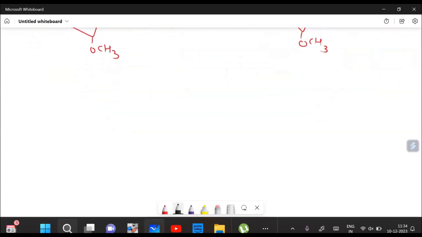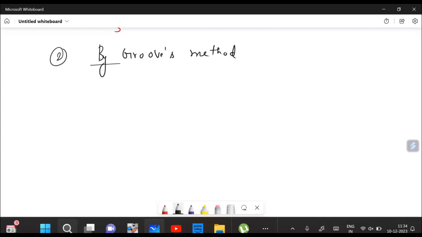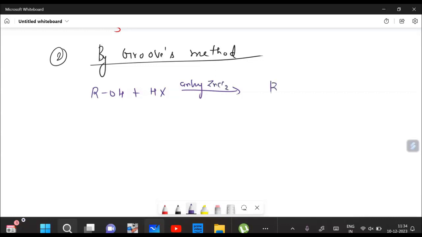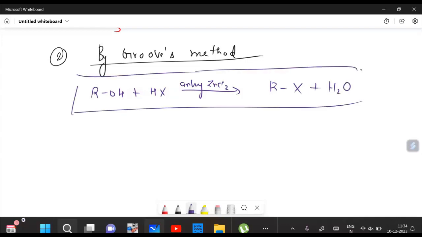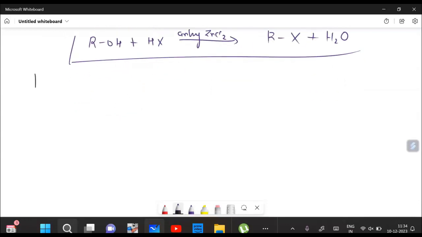Let's discuss the next method, which is Groove's method. Method number 2, Groove's method. We will discuss the mechanism also. So what you have to do, ROH plus HX in the presence of anhydrous ZnCl2, it will form RX plus H2O. This is the general reaction. Let's discuss the mechanism.